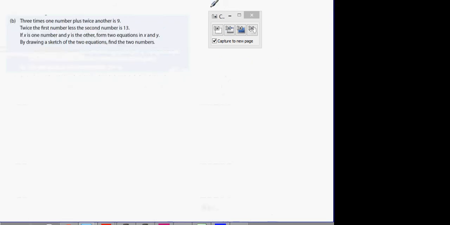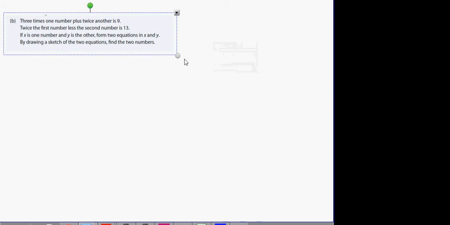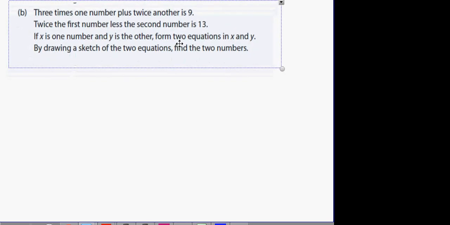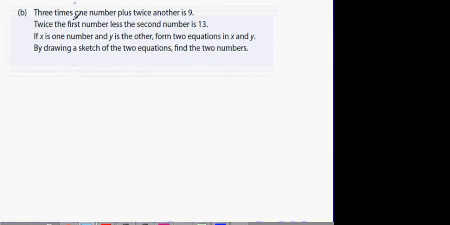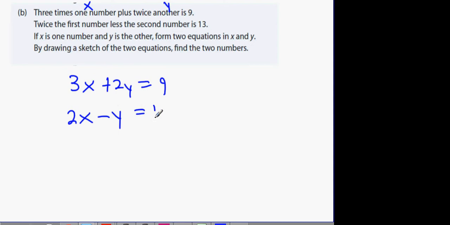Okay. 3c. 3 times one number plus twice another is 9. Okay. 3 times one number is 3x. Let x be one number and y be the other one. 3x plus 2y equals 9. Twice the first number, take away the second number is 13. 2x minus y equals 13. If x is one number and y is the other, form 2 equations in x and y. And by drawing a sketch of the 2 equations, find the 2 numbers. Okay?